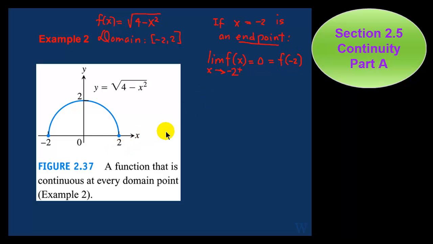Alright, what about the other endpoint? Let's look at the other endpoint. If x is equal to 2 and it is the right endpoint, what do we need to evaluate? The limit of f of x as x approaches 2. Where are we coming from when we're approaching 2 in its domain? We're coming from the left towards 2, and it's equal to 0. And again, what is f of 2? It's 0.